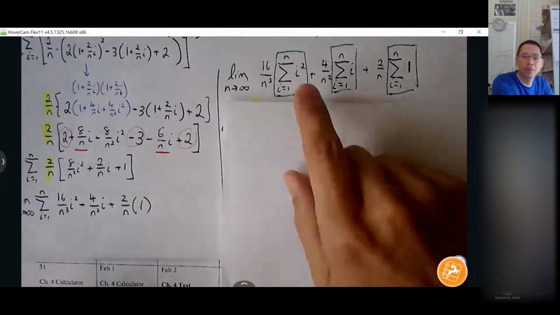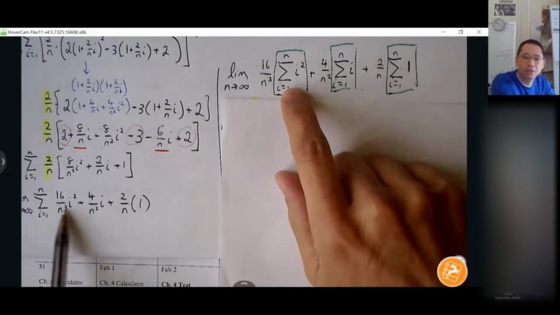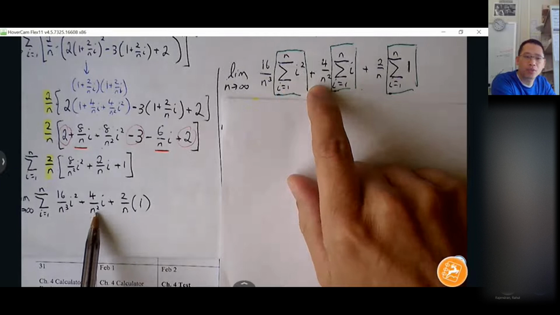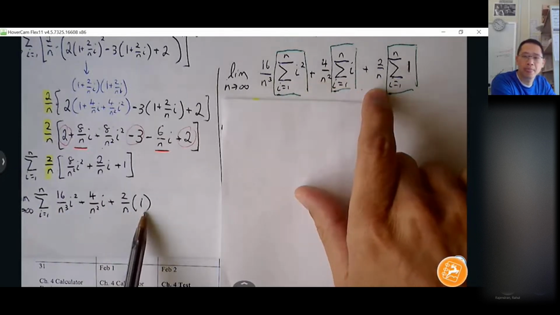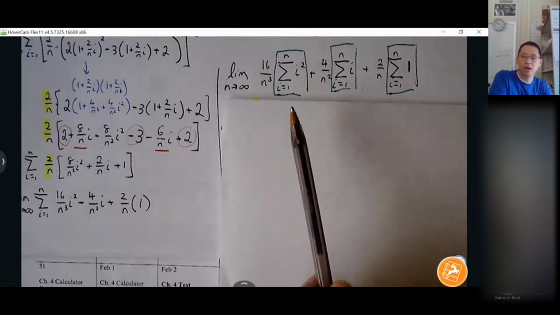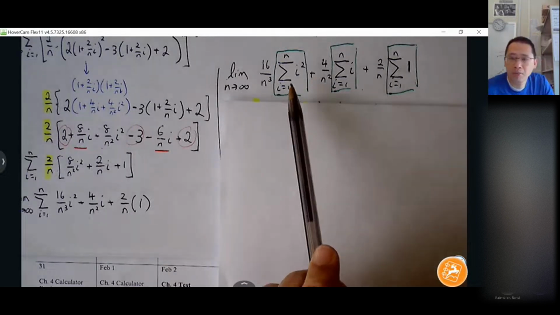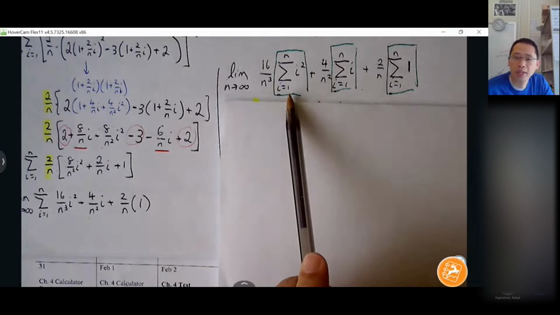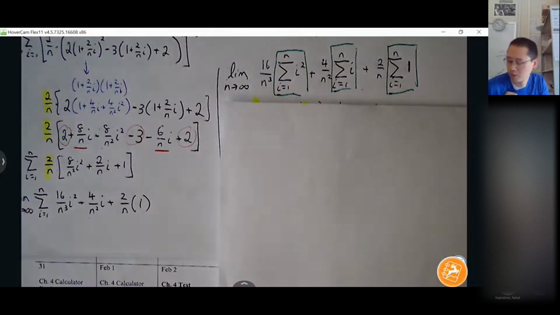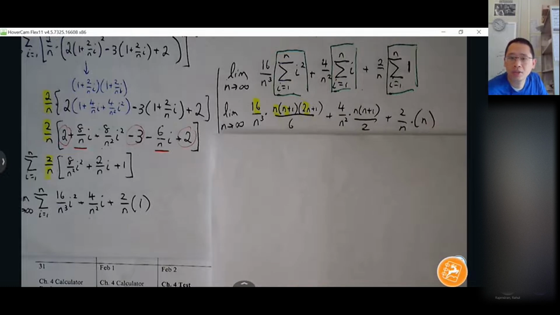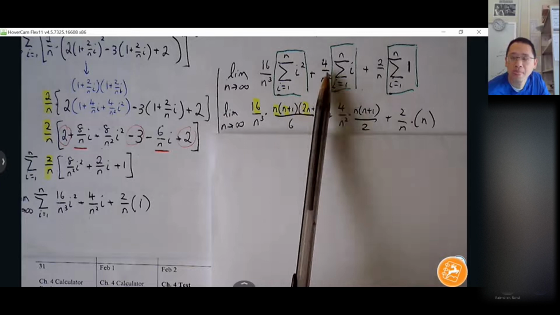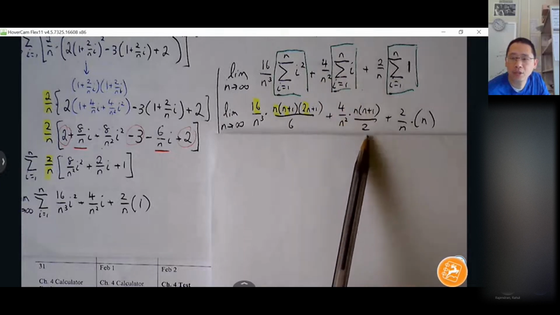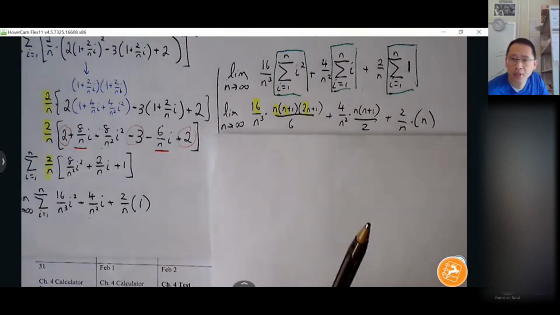Okay, so next step, I'll do 16 over n cubed summation i squared, 4 over n squared summation i, and then 2 over n summation 1. I boxed off each of these summation terms here because I know that I'm going to replace them with the formulas. So summation i squared turns into n times n plus 1 times 2n plus 1 all over 6. Summation i is just n times n plus 1 over 2, and summation 1 is just n.